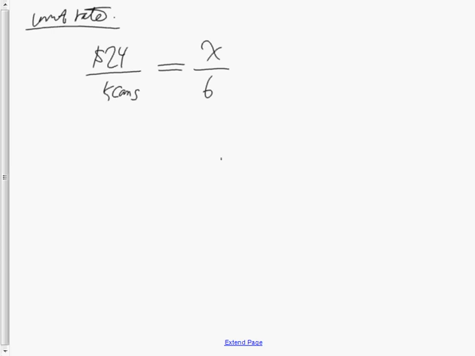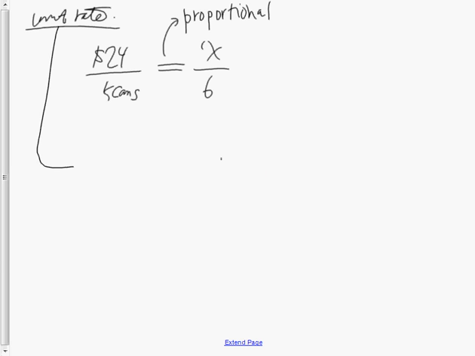The first question says, it's $24 for 5 cans. How much is it for 6 cans? So this idea of equality can be thought of as being proportional. It's proportional to instead of equal to. So when we read this, we can say $24 for 5 cans is proportional to how much for 6 cans.